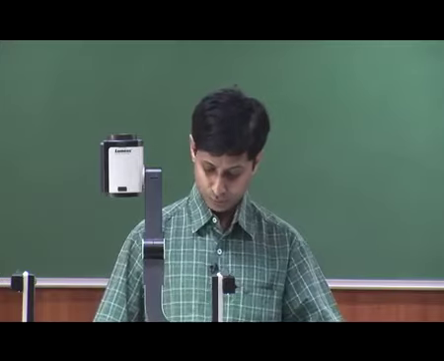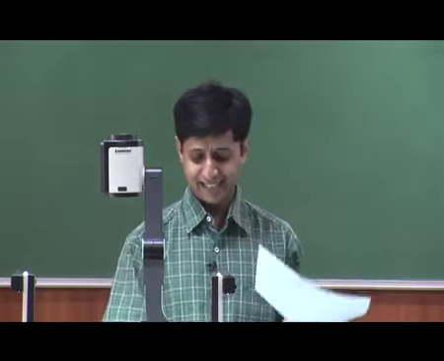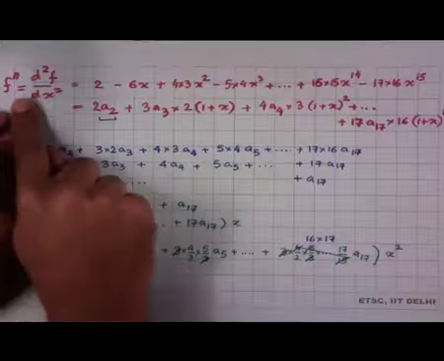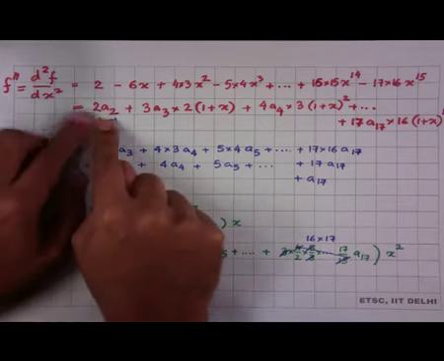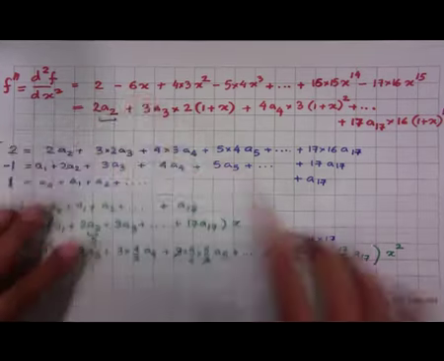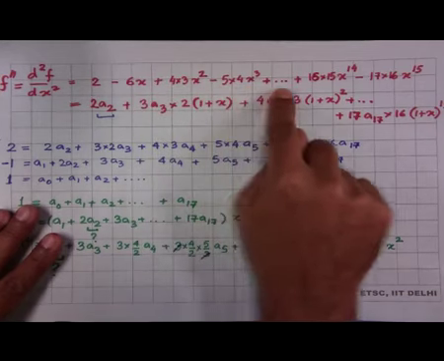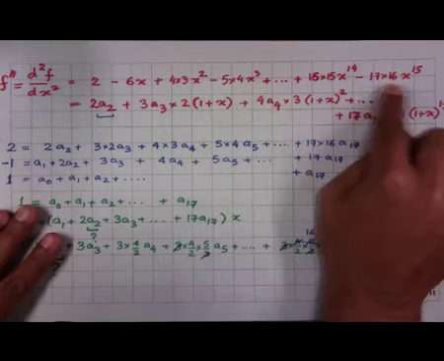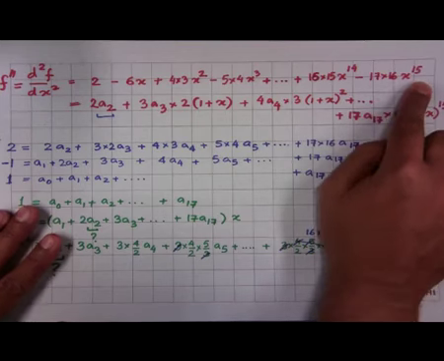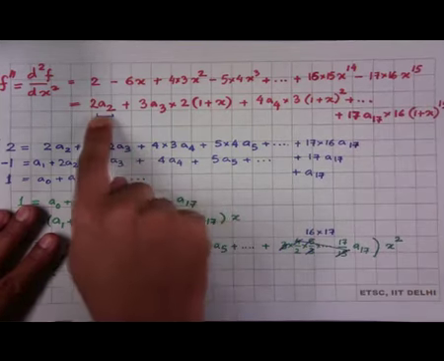What about a2? You take the second derivative. The second derivative gave me 2 minus 6x plus 4 into 3 x squared minus 5 into 4 x cubed plus dot dot dot minus 17 into 16 x power 15. This was the second derivative. And what did I get?